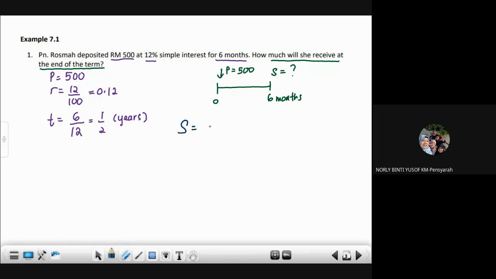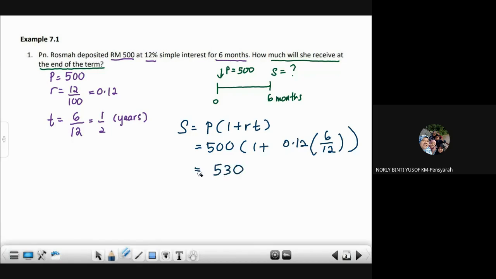So S, using the formula, P in bracket 1 plus RT, 500 in bracket 1 plus 0.12 times 6 over 12. So you calculate, you will got 530. So put in unit, ringgit Malaysia, and do a conclusion. Does she receive 530 at end of term?